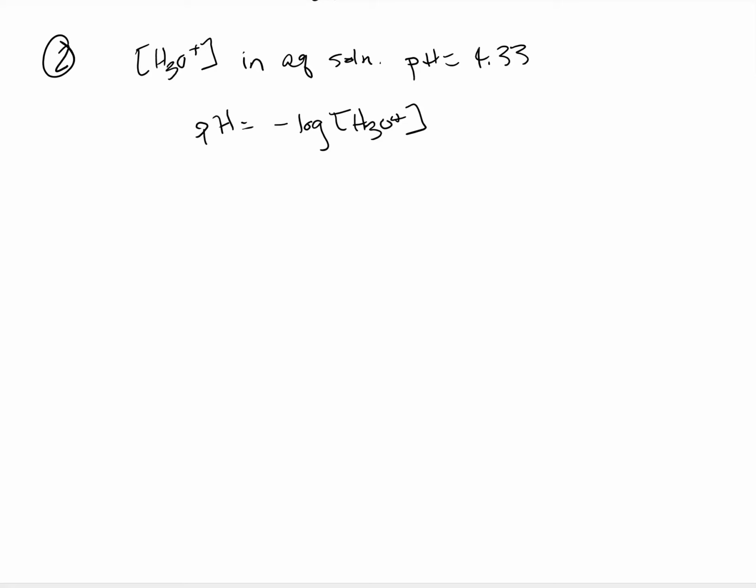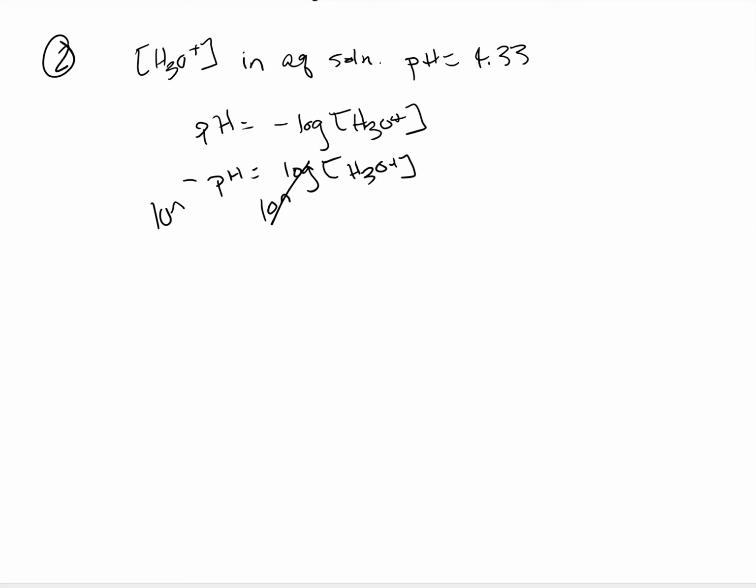But generally, what you would do here is multiply both sides by -1 and say negative pH equals the log of our concentration of hydronium, and then we would raise both sides as an exponent, and this is going to eliminate the log and give us our concentration of proton.